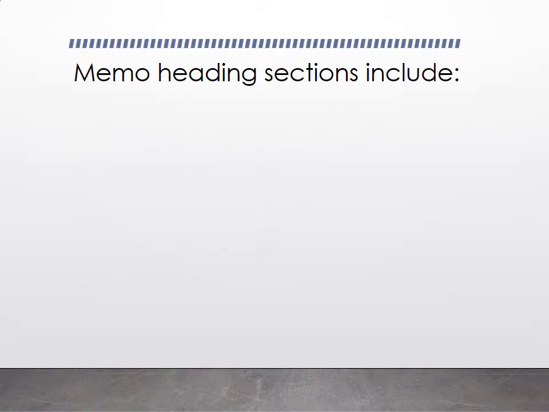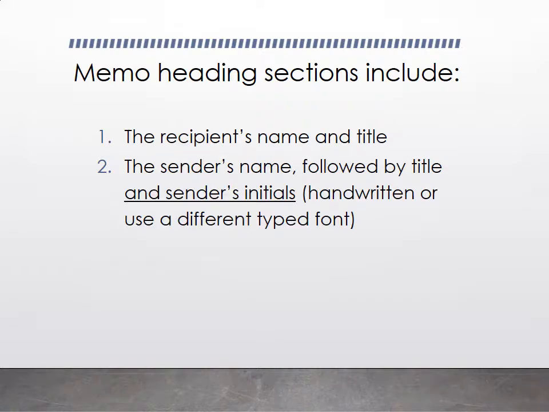The memo heading section includes 4 elements. First is the to line that gives the recipient's name and their organizational title, followed by the from line, which has the sender's name and organizational title, and to the right of the sender's name, the sender's initials, handwritten or perhaps typed using a different font, and that's the equivalent of a signature that you might see at the bottom of a letter.